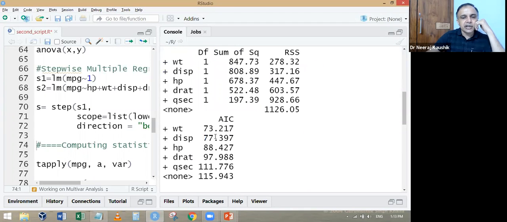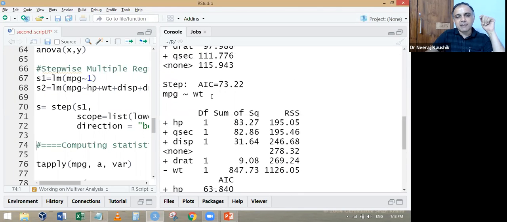With displacement, it will go to 77. HP, it will go 88, 97, and so on. So out of these, I prefer, means R is saying this. I'm saying the dialogue so far. So R is saying, I advise you to go with the weight. Weight is the best among all. They said, okay, weight taken, MPG depends on weight.